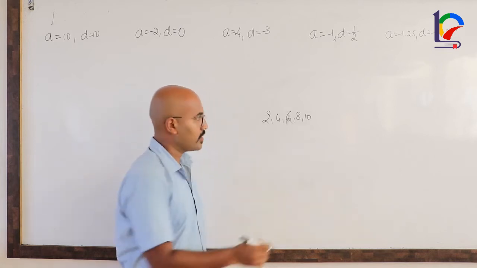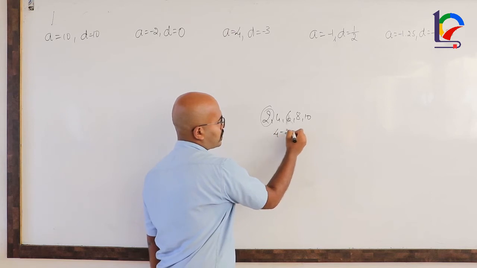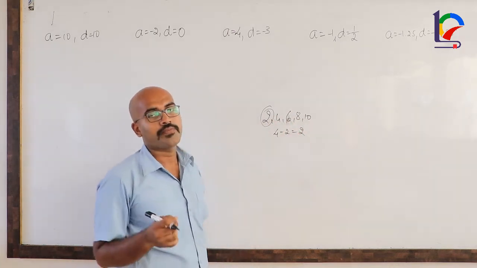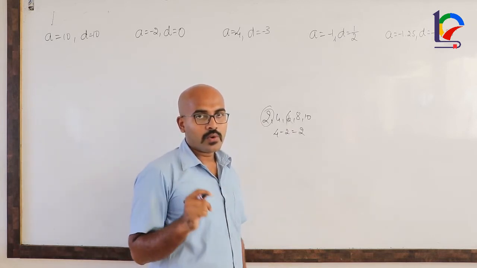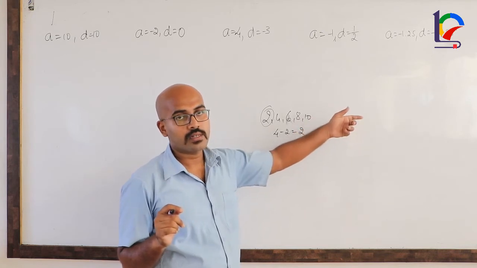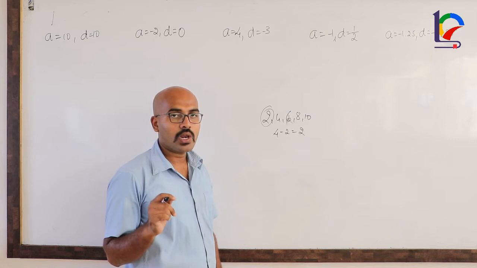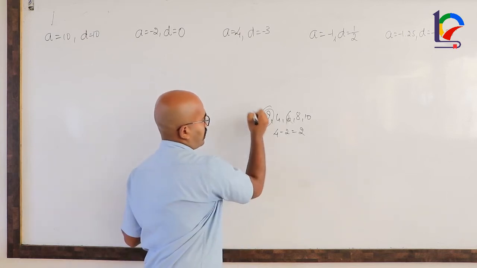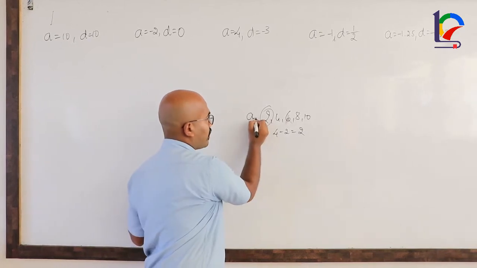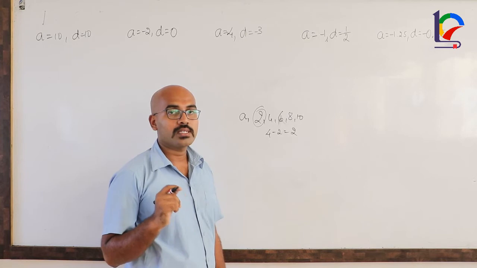Here, the first term is 2 and the common difference, that is 4 minus 2, is 2. Similarly, 6 minus 4 is also 2. If you want to find the next terms, the first term is represented by small a, or you can even write it as a1. a1 and a are both the same.